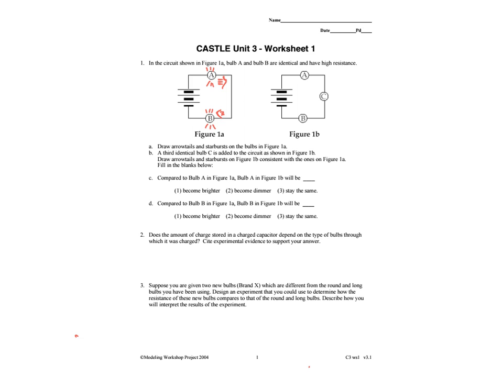And then for B, it says a third identical bulb C is added to the circuit as shown in Figure 1B. Draw arrow tails and starbursts on Figure 1B, consistent with the ones in Figure A.